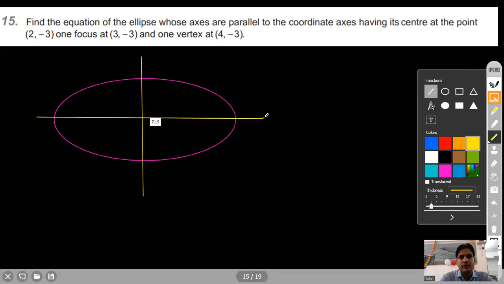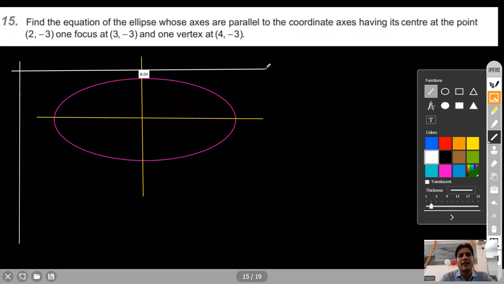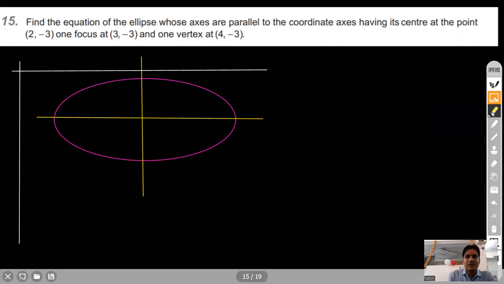So basically, this is the ellipse given here. And since its axes are parallel to the coordinate axes, and its center is 2, -3, right? So basically, its center will lie in the fourth quadrant. So I can draw the coordinate axes in this way. If you see what I have done, this is our x axis. And this is our y axis, or you can say y dash axis. And this is our fourth quadrant. Why will this be the fourth quadrant? Because the center of the ellipse is given to be 2, -3, right? So let me write this center as O, and its coordinate is given as 2, -3.